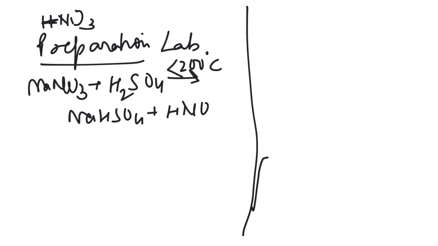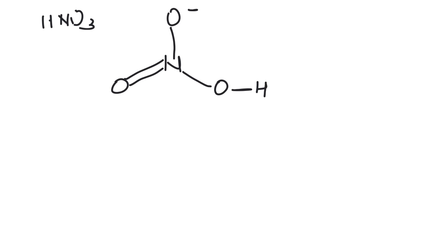Next is the properties of HNO3. Before that, the structure of nitric acid. Nitrogen will be the central atom, attached to an oxygen atom by a single bond, then a double bond to O, and one more oxygen with a single bond, to which the hydrogen is attached. This H can go as H plus, and that's why it is a very strong acid. The structure is planar.